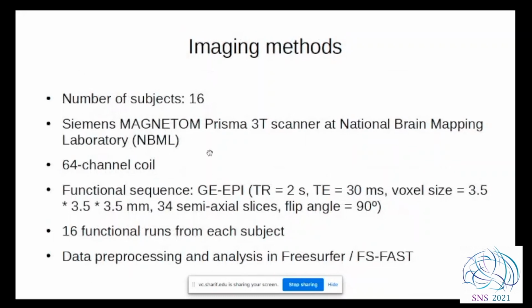We had 16 subjects. We collected data using a Prisma scanner at NBML, and these are the sequence parameters. We had a resolution of 3.5 millimeter isotropic voxels. As I mentioned, we collected 16 functional runs from each subject, and we analyzed data using FreeSurfer software.